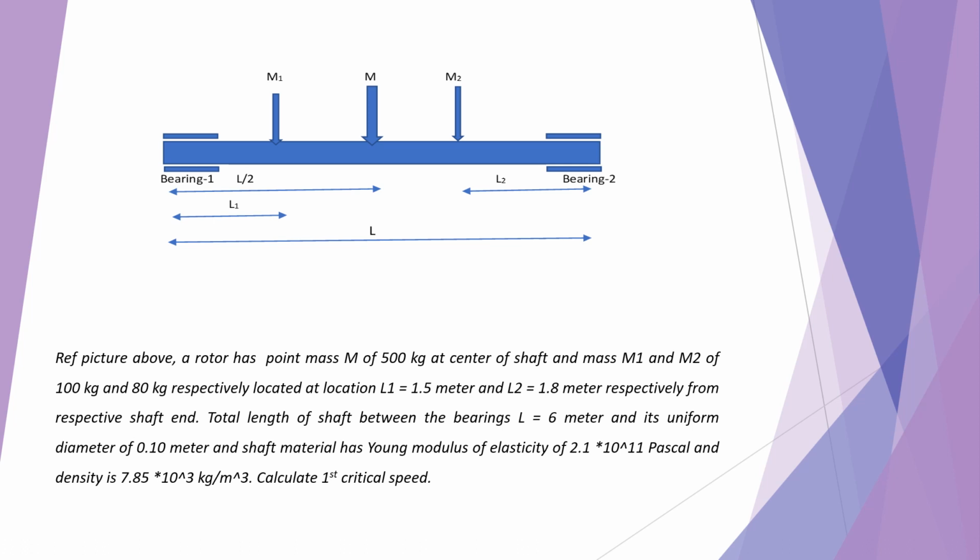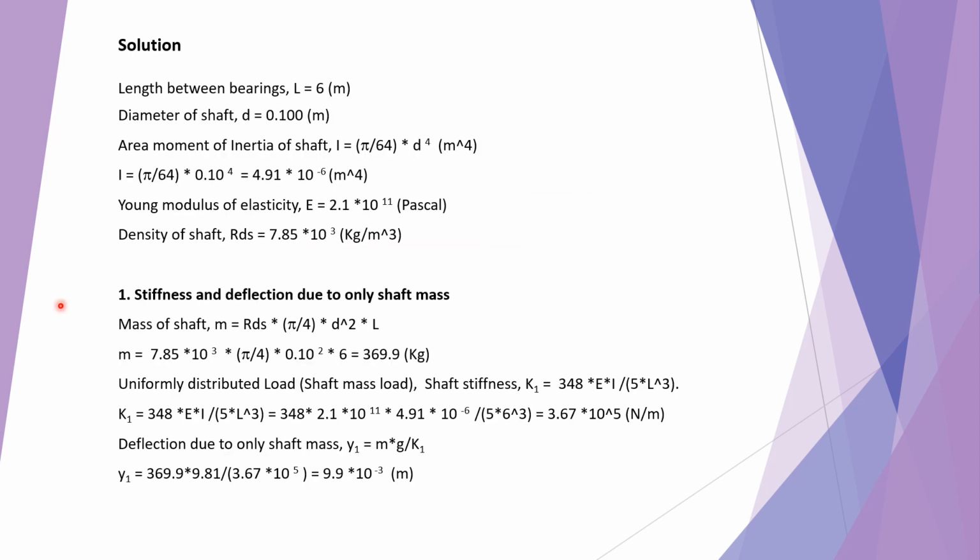Calculate the first critical speed. So solution: length of shaft between the bearings L is 6, diameter of shaft small d is 0.1 meter, area moment of inertia of shaft I, after putting the value, is coming 4.91 into 10 to the power minus 6 meter to the power 4. Young's modulus of elasticity is 2.1 into 10^11 Pascal, density of shaft ρ_S is 7.85 into 10^3 kg per meter cube.